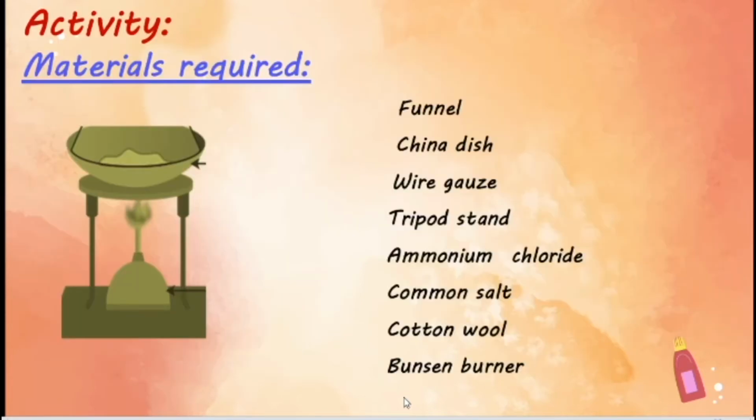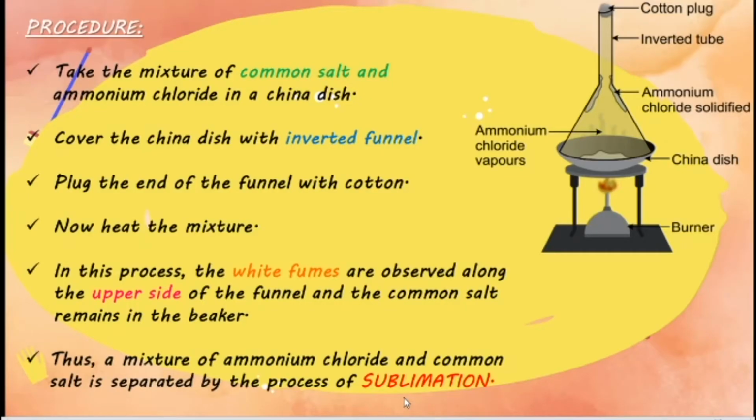Let us see the activity based on sublimation. The materials required are a funnel, china dish, wire gauze, tripod stand, ammonium chloride, common salt, cotton wool and a Bunsen burner. Let us see the procedure. Take a mixture of common salt and ammonium chloride in a china dish. Cover the china dish with an inverted funnel and plug the end with cotton. Now heat the mixture. In this process you can observe white fumes forming along the upper side of the funnel. The remaining common salt is left in the dish.